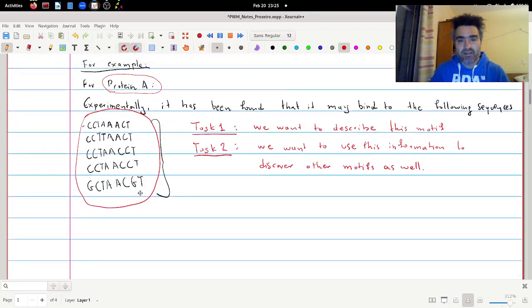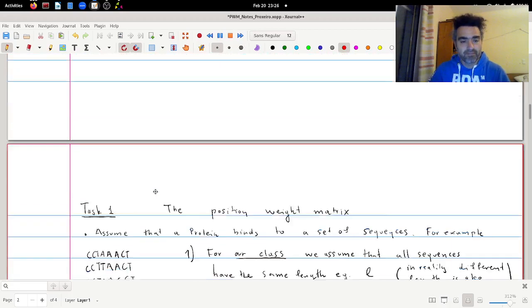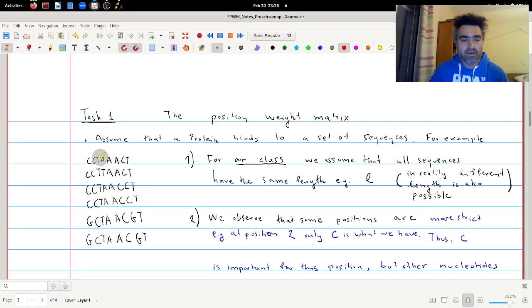To answer the first task, which is to describe this motif in some compressed way, we have the notion of the position weight matrix. Again, let's have these different sequences that this protein can bind to, and for this lecture we assume that all the sequences have exactly the same length.